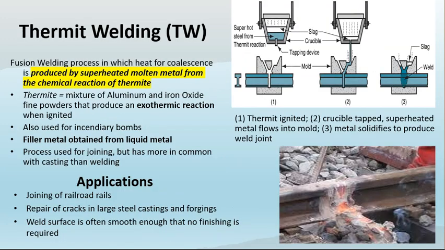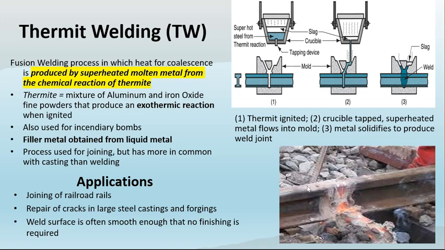And this is thermite welding, which produces superheated molten metal from the chemical reaction of thermite. Thermite is a fine powder mixture of aluminium and iron oxide that produces an exothermic reaction when ignited. The filler metal is obtained from the liquid metal. This is usually used for joining railroad tracks because they are very thick, so you cannot use normal welding and you have to apply thermite welding. It is also used for repairing cracks in large castings or forgings, and also bridges.